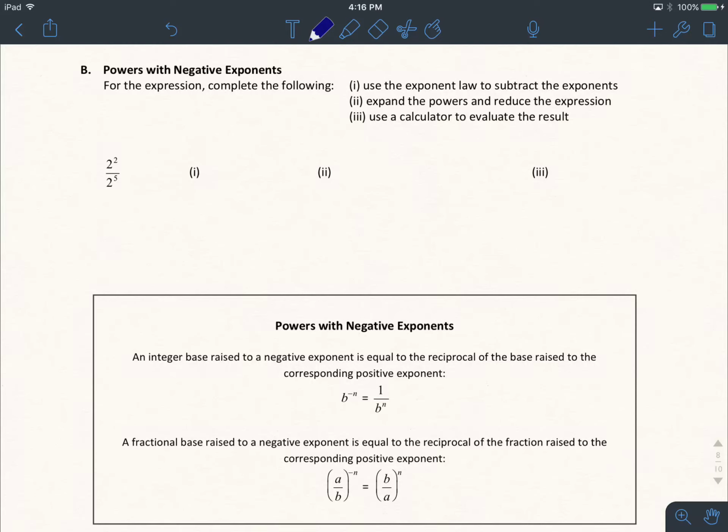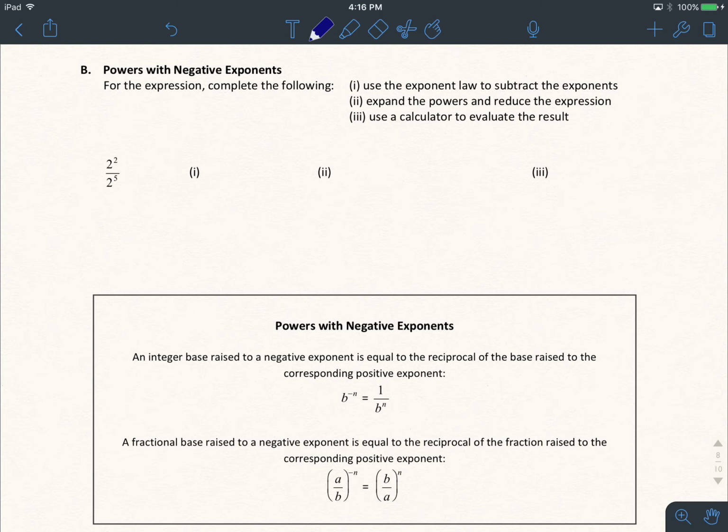Hello and welcome to part 2 of our second lesson in Unit 6, Exponent Laws, in our grade 11 University College math class. So we started this lesson on integer exponents by looking at a base to the exponent of 0. Now we're going to be looking at powers with negative exponents, so a base with a negative exponent.